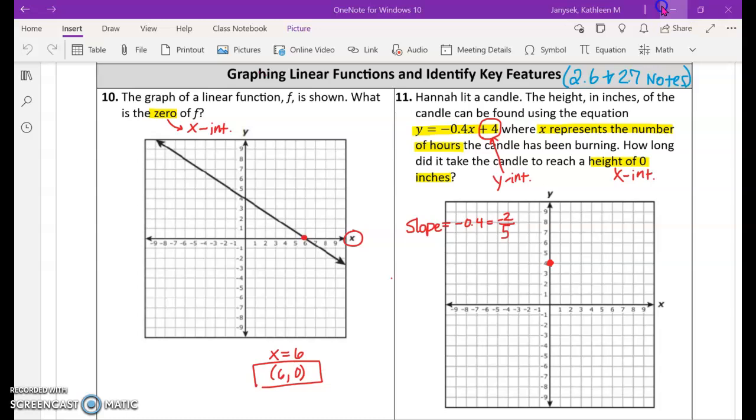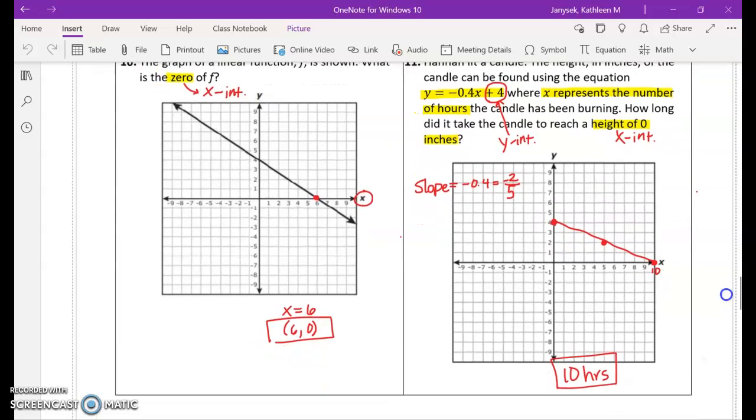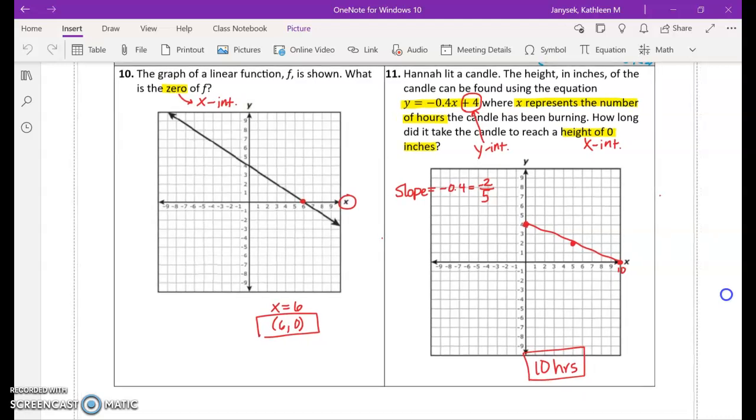So I'm going to go down 2 over 5. And then down 2 over 5. So here it is. And I notice I didn't put arrows. That's because we're talking about a candle here. It doesn't go on forever. It only started at 4 inches, and eventually it melted and melted and melted. And it took a total of 10, was it seconds or minutes? Let's see, right here, hours. It took 10 hours for it to melt. So our answer is 10 hours. That's how long it took for the candle to go from 4 inches to 0 inches.